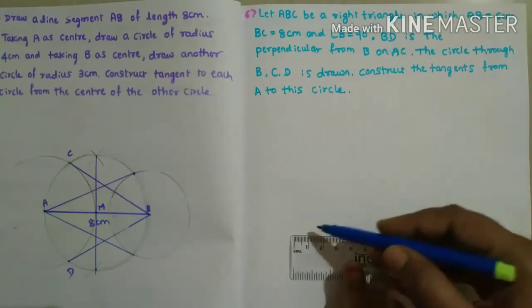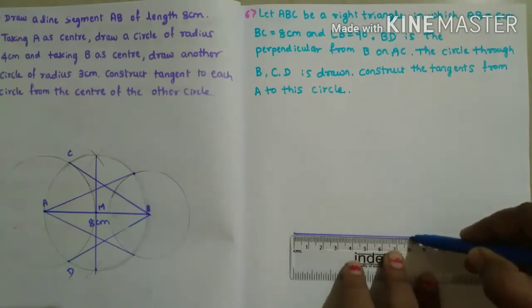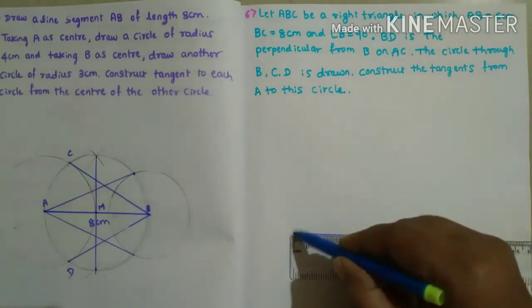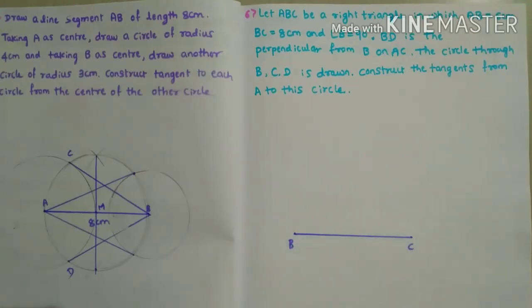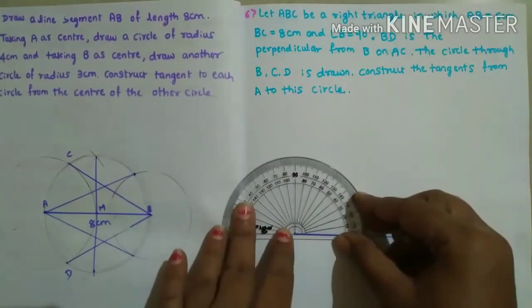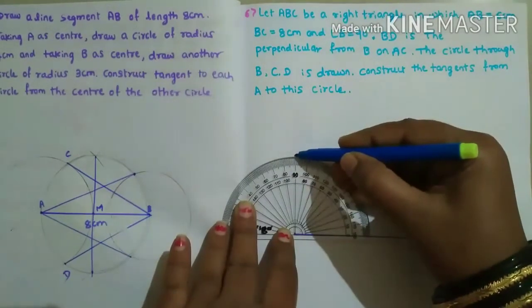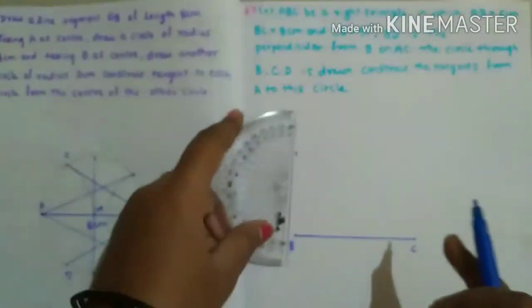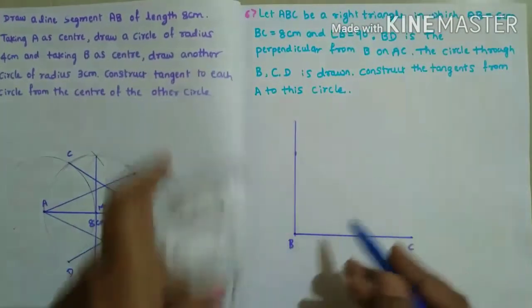I will draw the line BC 8 centimeter. Now this is B, C. Now I will take the protractor, or you can construct the 90 degree using the compass also, but I will do it by the protractor here, 90 degree. Here it will come. I will draw one line here, and I will join this point, and we got the 90 degree at point B.